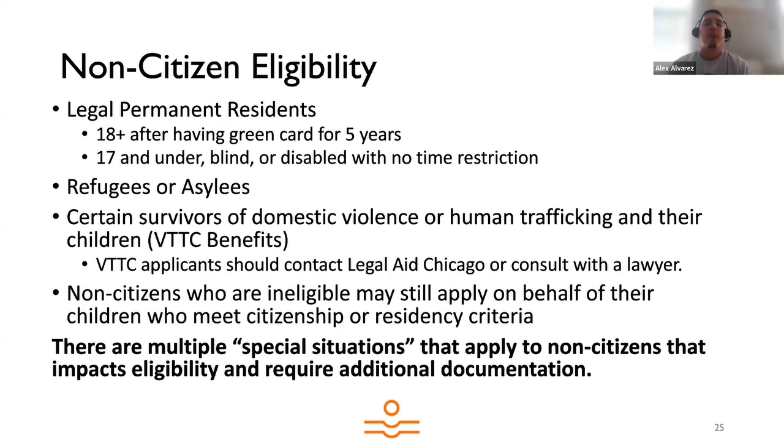All right, now we're moving on to non-citizen eligibility. So these are our legal permanent residents, 18 and older after holding a green card for 5 years, or 17 and under, blind or disabled with no time restriction. These also include refugees and asylees, and certain survivors of domestic violence or human trafficking and their children. These are also known as VTTC benefits. For these kinds of applicants, we do ask that you contact legal aid or consult a lawyer just to get more details regarding that status.